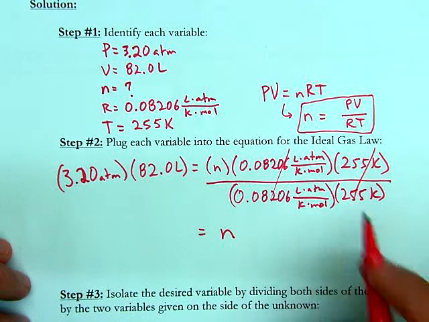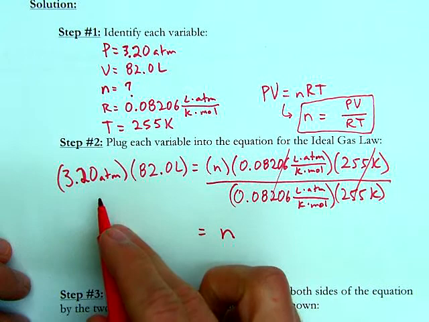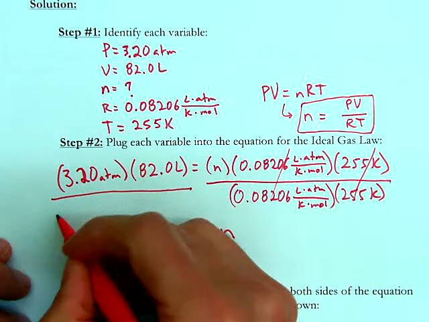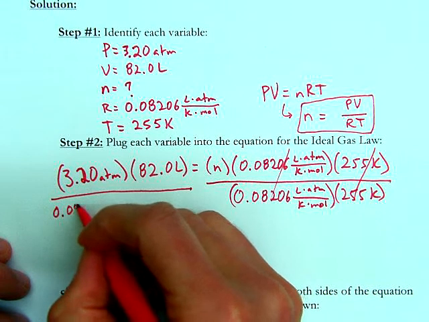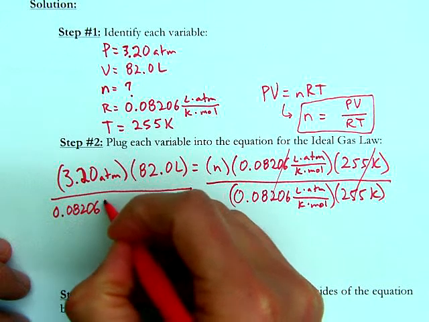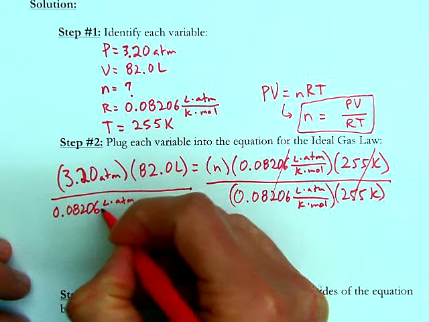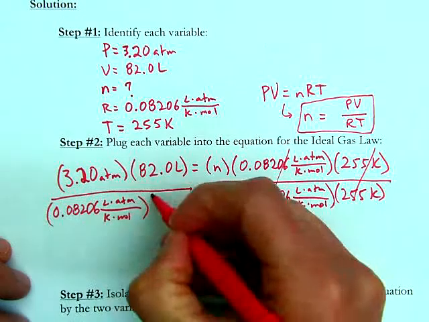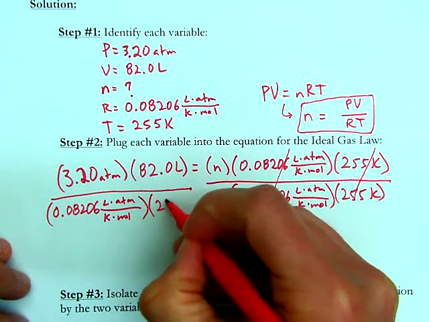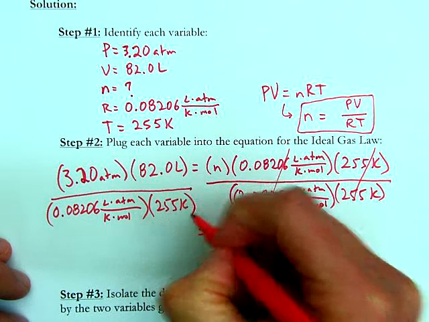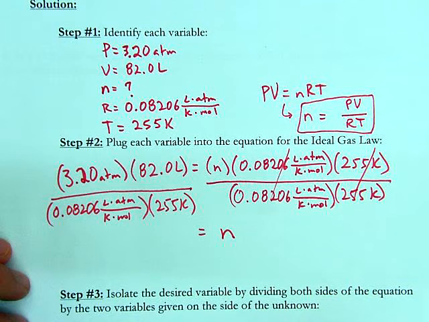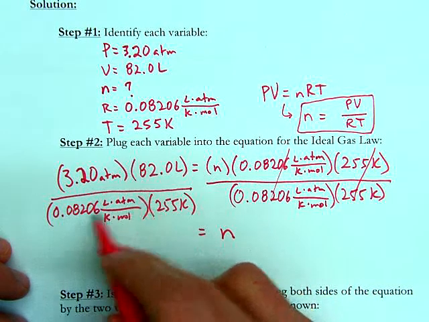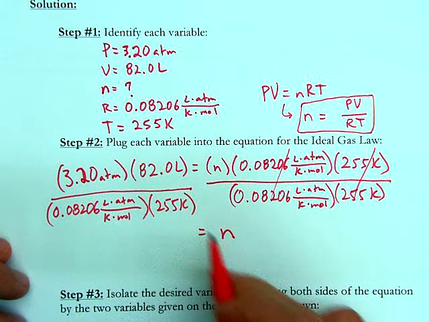Okay, but whatever we do to one side of the equation, we're going to do to the other side of the equation. So this side has to get divided by RT, 0.08206. That's liter atmospheres over Kelvin mole. And we have 255 Kelvin as our temperature. So if we take pressure times volume divided by R times T, temperature, we will get n.